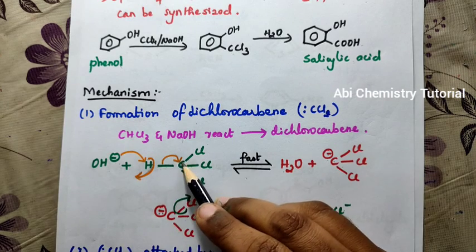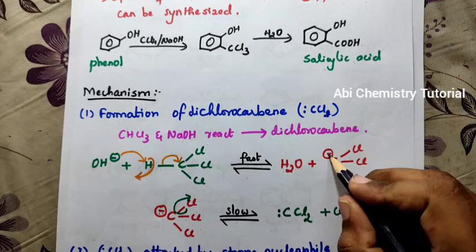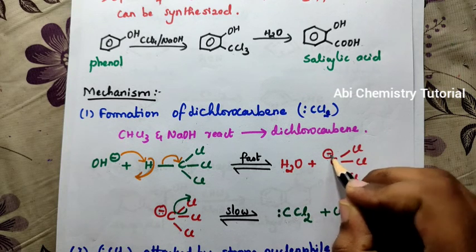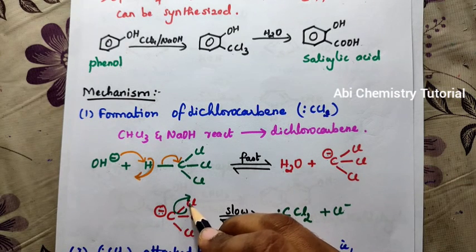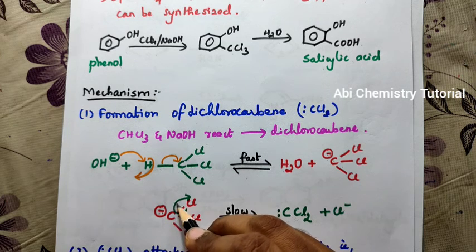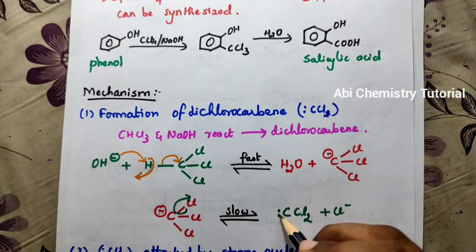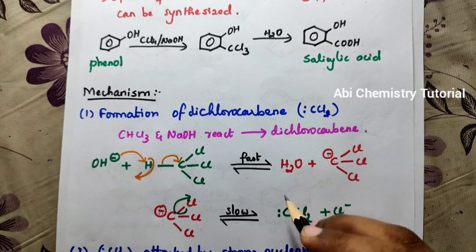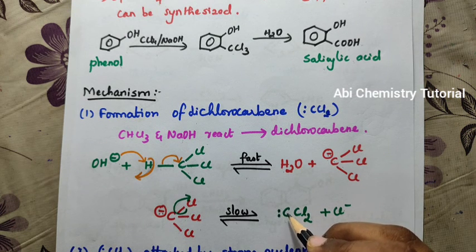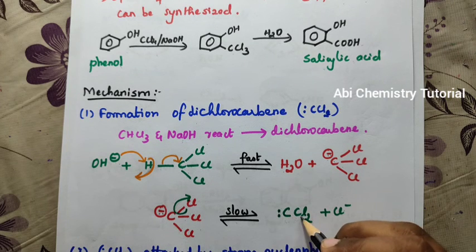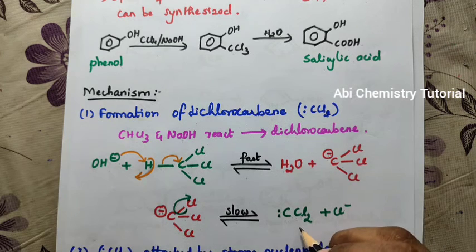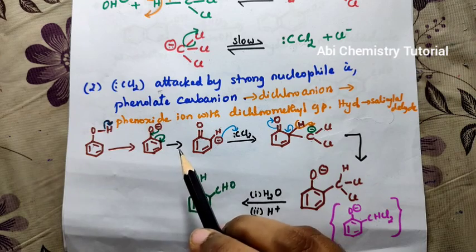This bond is completely shifted over this carbon and this negative charge will have 2 electrons. And now you can see this chlorine shifts along with the carbon's electrons. So these 2 electrons are left over without bonding. So the carbon has 2 electrons waiting to be bonded and 2 electrons already bonded. This type of carbon is said to be a carbene. So this is a dichlorocarbene. So this is the second part.